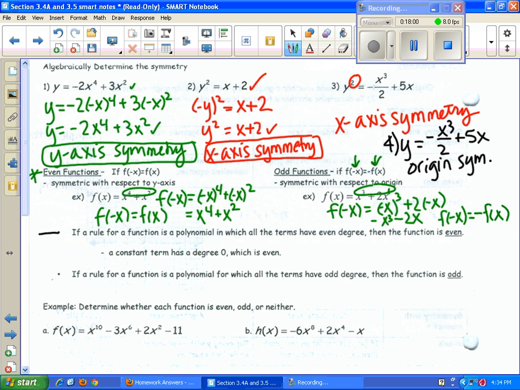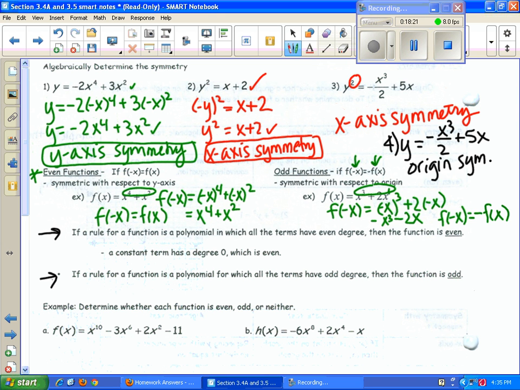All right, so looking right here, it says if the rule for a function is a polynomial in which all the terms have an even degree, then the function is even. A constant term has a degree of 0, which we consider to be even. If the rule for the function is a polynomial for which all the terms have an odd degree, then the function is an odd function.